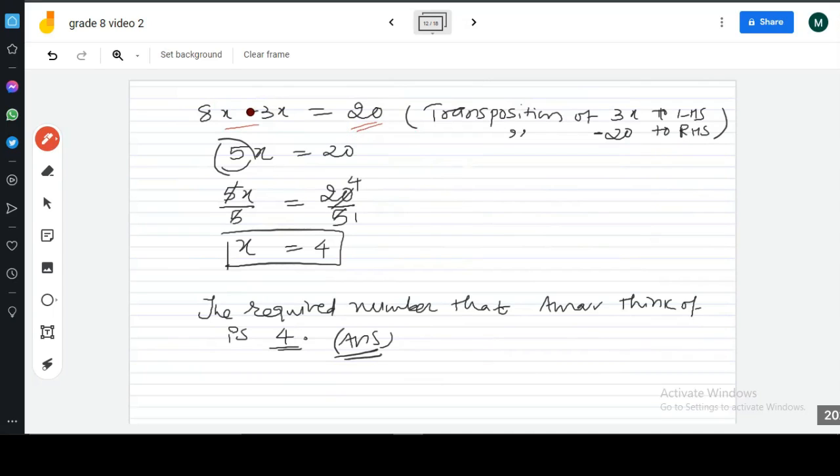So how much is 8x minus 3x? It can be done again by taking the difference of the coefficients. So 8 minus 3. 8 minus 3 is 5. There. So we have 5x equal to 20.